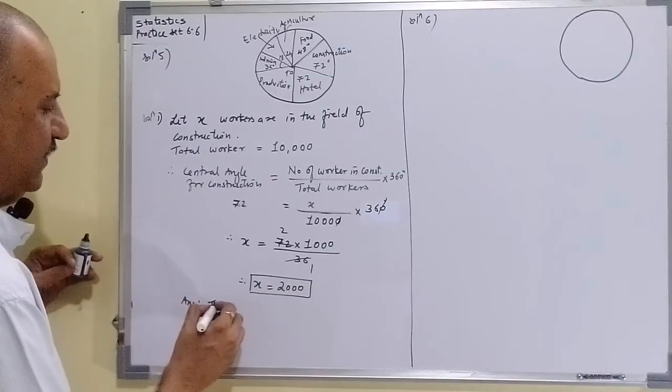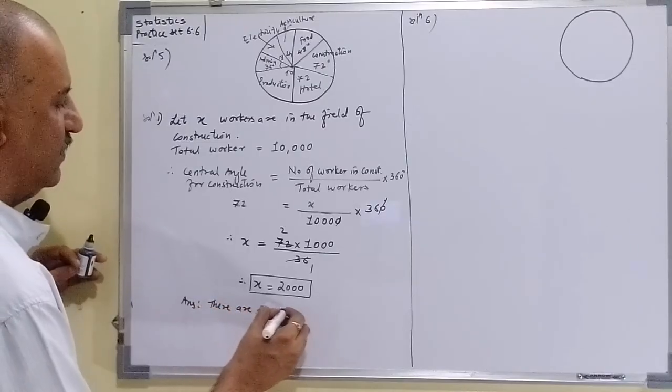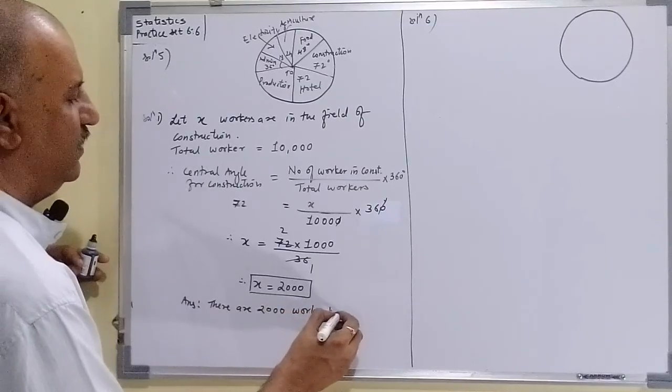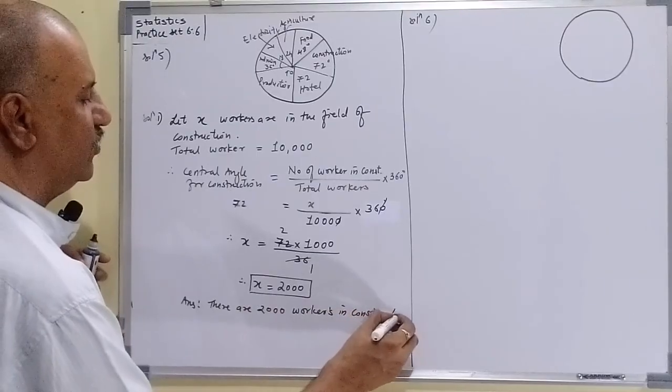Therefore, there are 200 workers in construction.